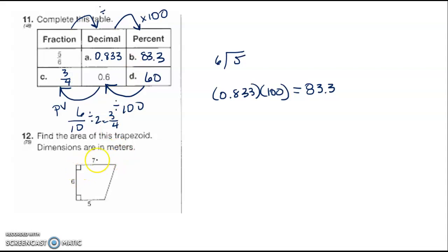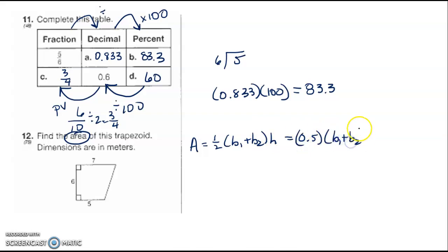Okay, let's see if I can get this one in too. The area of a trapezoid, remember this is not on the wall. This is something that you're going to have in your spiral. 1/2 base 1 plus base 2 times height, or 0.5 times base 1 plus base 2 times height, or base 1 plus base 2 over 2 times height. Any of those will work.